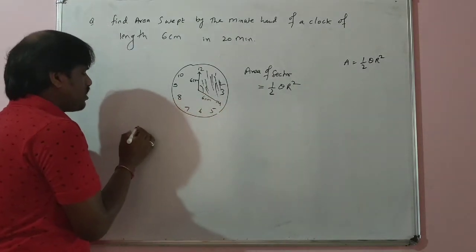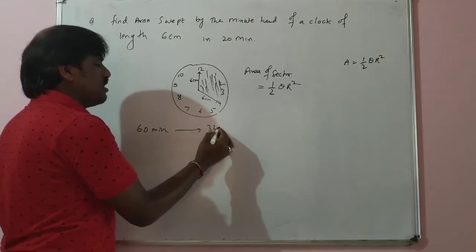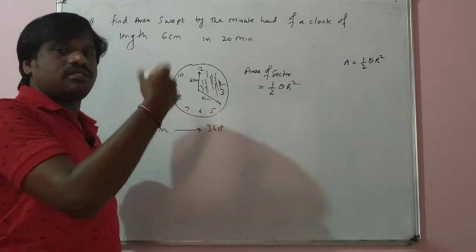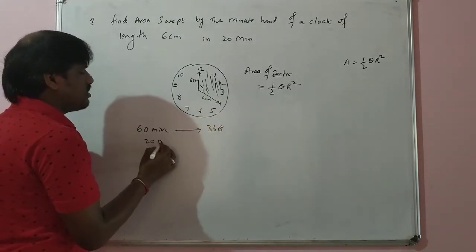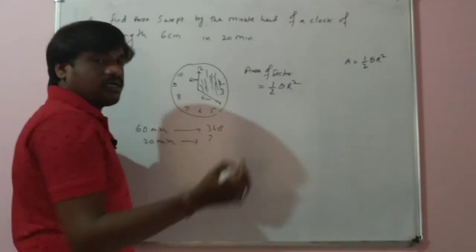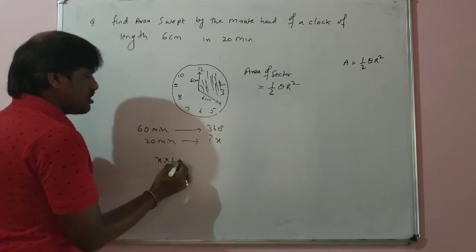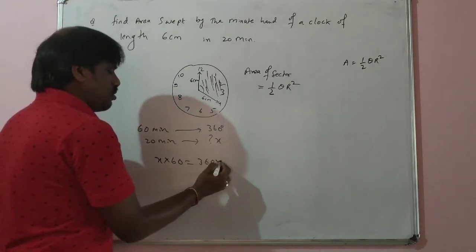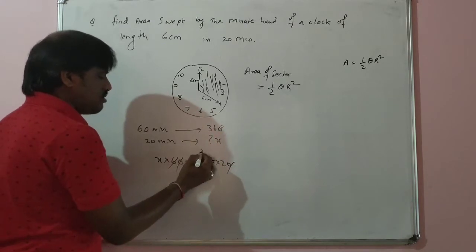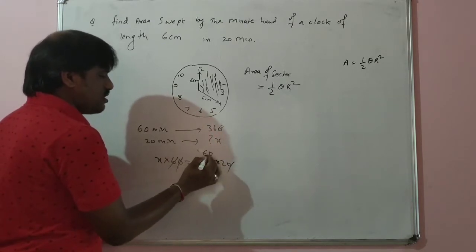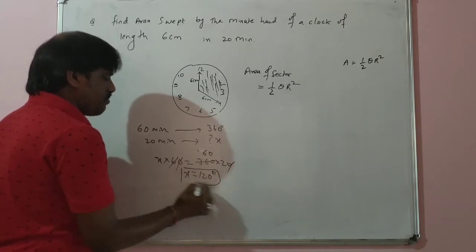Okay, so you know that in 60 minutes the minute hand makes 360 degrees. Then in 20 minutes, how many degrees does it make? That is the question mark. Let us take this as x, and do the cross multiplication. x into 60 is equal to 360 into 20. So here the 0 gets cancelled. 36 times 6, 0 cancels, and 120 degrees is the answer. So x is equal to 120 degrees.